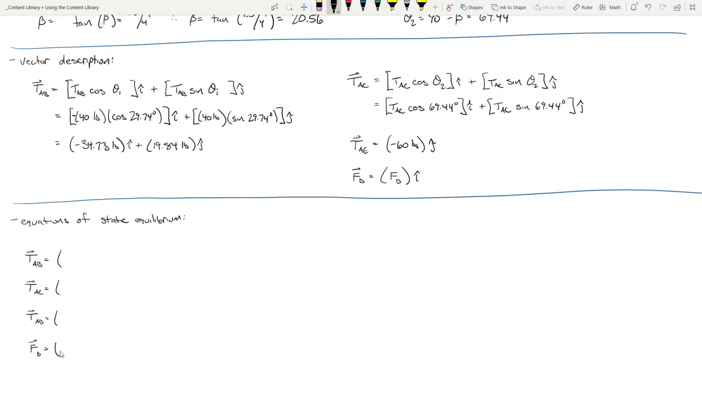All right, so TAB is negative 34.73 pounds in here. TAC is TAC cosine 69.44 degrees. And these are the I components. Oh, I put AD, that's AE.